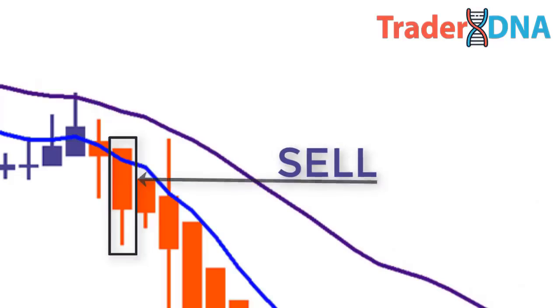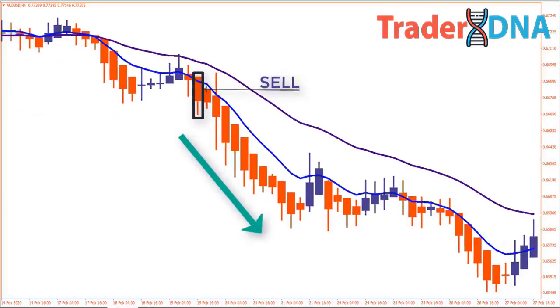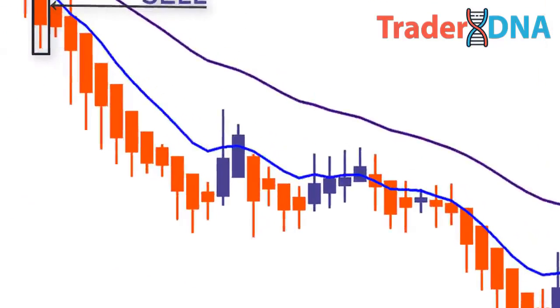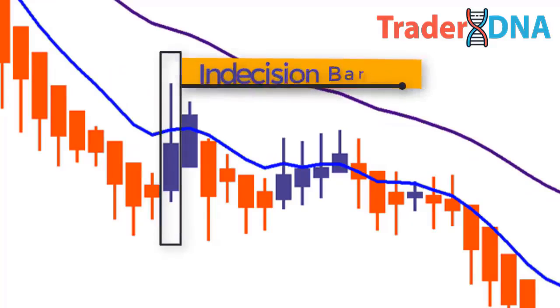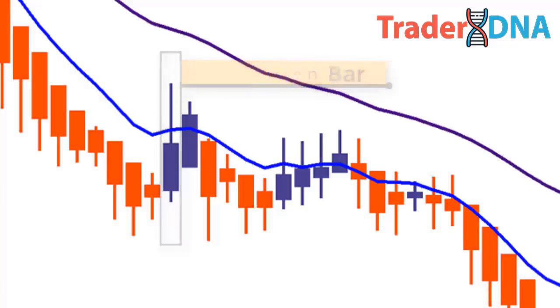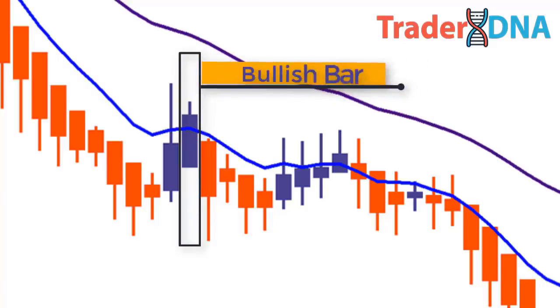From there, the market dropped pretty quickly and indecision Heiken Ashi bars started to form. This is not a good reason to get out because it could just be consolidating before the price goes down again. However, in this case, the price did not go down further. Instead, a bullish Heiken Ashi bar was formed, and that means to get out of the trade at the close of the bar.